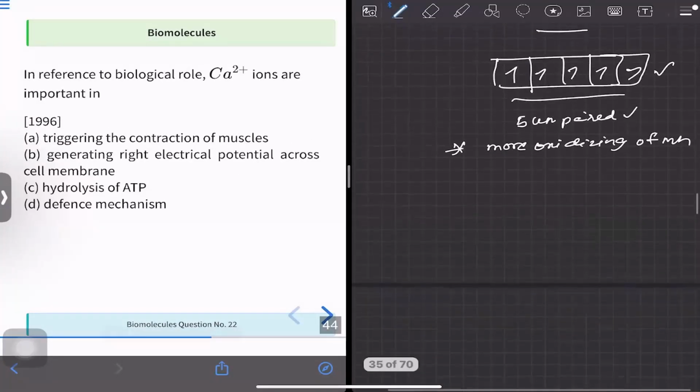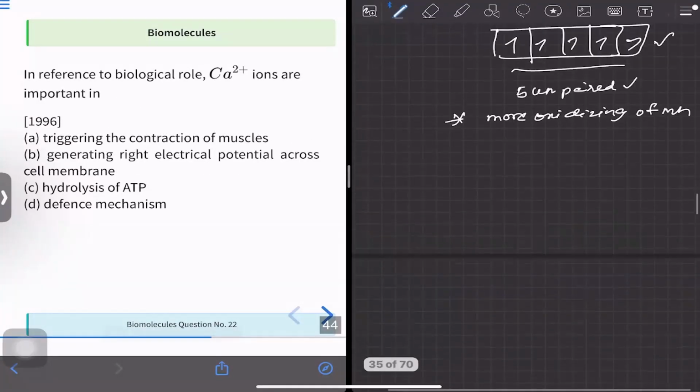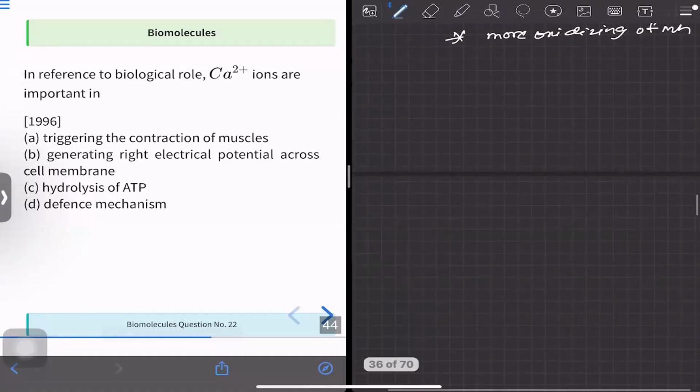Next question. In reference to biological roles, calcium ions are important in? First option, they gave triggering the contraction of muscle. Second option, generating right electrical potential across cell membrane. Third, hydrolysis of ATP. Fourth, defense mechanism.